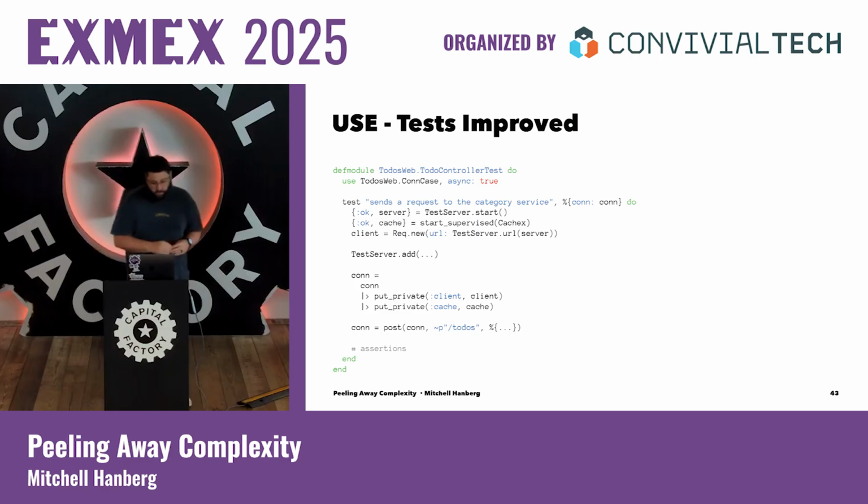Our improved tests are able to start their own cache and Req client per test, and we simply pass them into the controller action via the private field on the Plug connection struct. This way we get a cache per test, because a Cachex cache doesn't necessarily have your Postgres Ecto sandboxing that you're used to, so you don't want to use the global one because that's global state. You want to start your own, get your own Req client that's hooked up to hit your test server, add your expectations, put them in there, you're good.